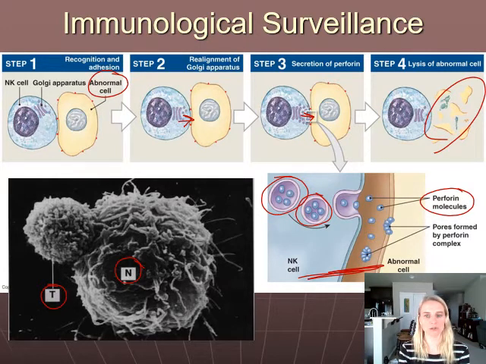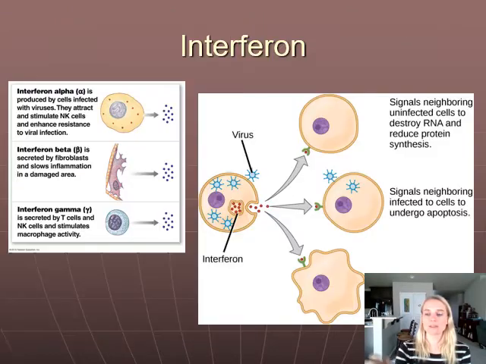All right, immunological surveillance. Okay, so our next non-specific defense is what we call interferon. So interferon is a pretty cool chemical weapon that we have in virally infected cells. So if your cell is infected by a virus. There are a couple different types. We'll go through the different types of interferon. Okay, I've got my notes here.